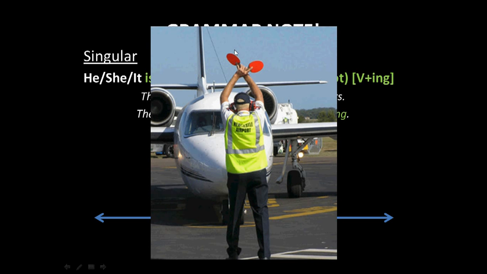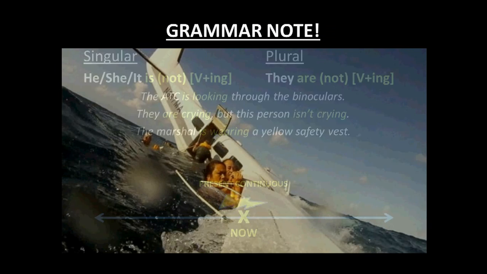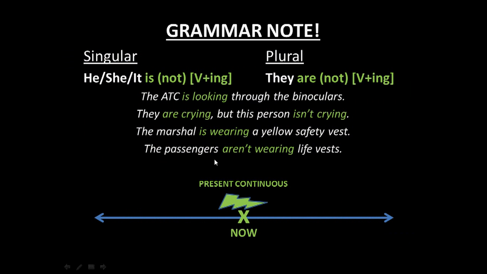How about this one? What's this? We could say the marshal is wearing a yellow safety vest. We treat wear as an active verb, so the marshal is wearing. And lastly, what can we say about these? We see life vest here, but none here, so the passengers aren't wearing life vests. Again, wear is our active verb, and we make it negative.